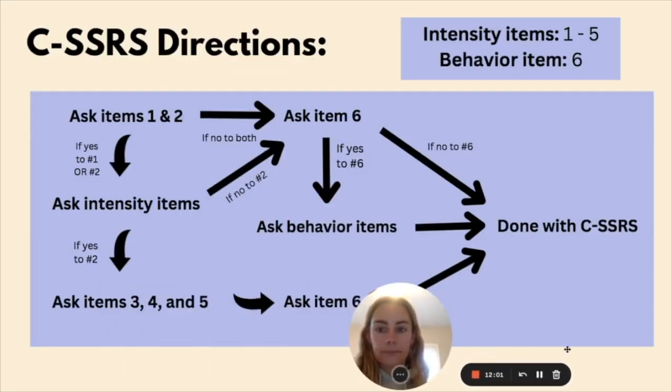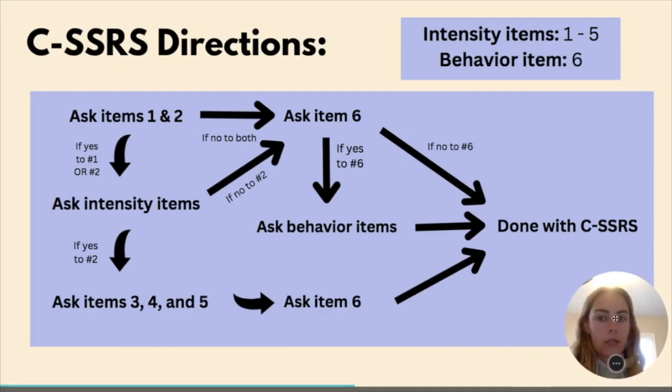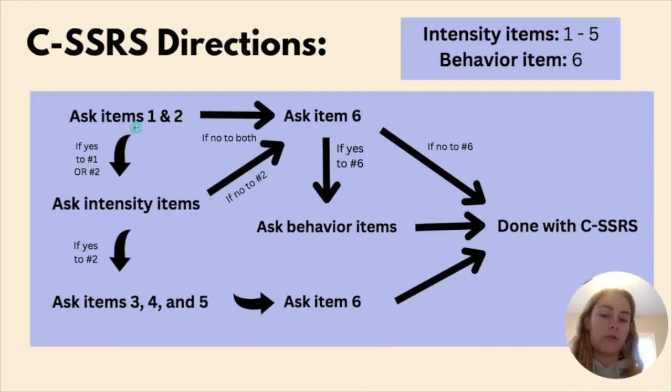So coming here, we are going to first ask items 1 and 2. If no is answered for both 1 and 2, you ask item 6. And if no is answered for item 6, you're done with the CSSRS. If there's no to all questions on the CSSRS, there's no concern. The next option would be ask items 1 and 2, and then ask item 6. And if yes is said to number 6, then you ask the behavior items. So then you would be done with the CSSRS.